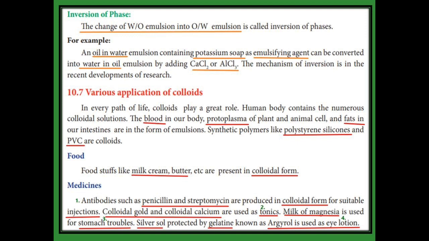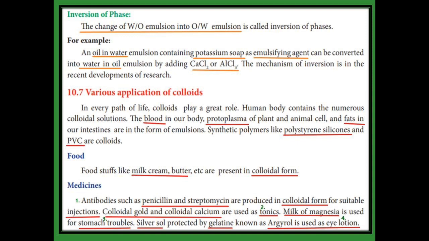And then synthetic polymers like polystyrene, silicones, PVC are all under the category of colloids. And in food, for example, milk, cream, butter are in colloidal form. And then medicine is also in colloidal form, so that it is easily absorbed by our body.